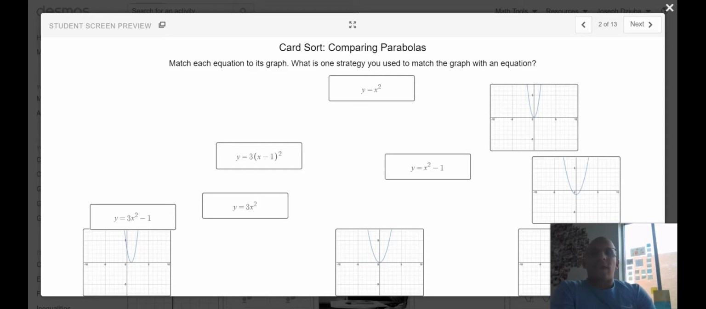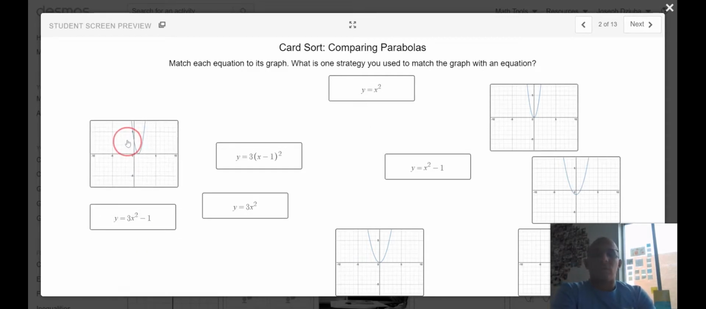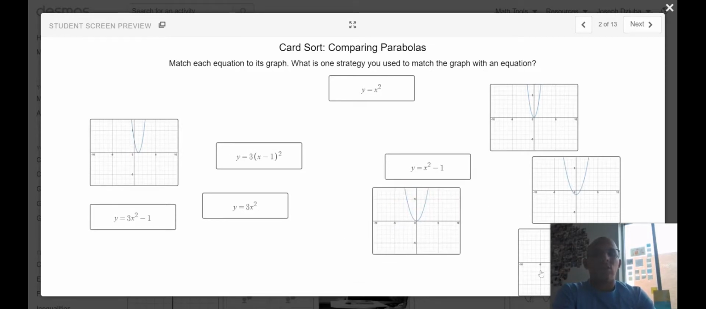Match each equation to its graph. What is one strategy used to match the graph with an equation? All right. It's been a while since we've talked about function transformation, so I'm just giving you an opportunity here to refresh your memory. As you can see, we have parabolic functions all around.